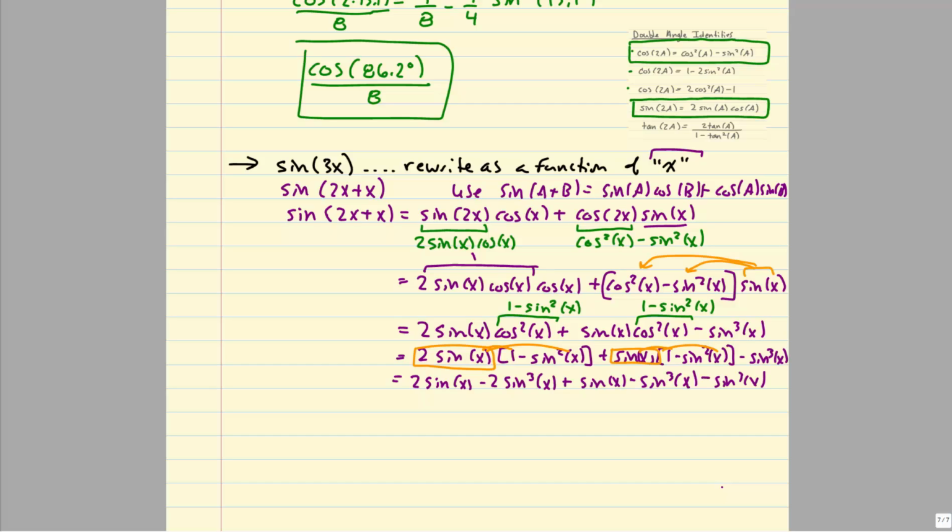Now I should be able to combine some things here. I have 2 sine of x plus sine of x, which is 3 sine of x. Negative 2 sine cubed of x minus sine cubed of x is a minus 3, and one more would be a minus 4 sine cubed of x. So now I have everything simplified, not only just in terms of x like our instructions say, but all in terms of sine. Sometimes it's hard to know where to stop. A lot of times in MyMathLab they'll give you several different options, and you have to keep going because the option you found isn't being listed.